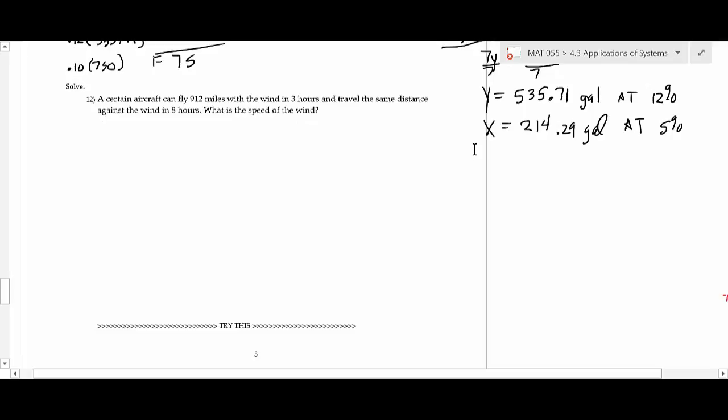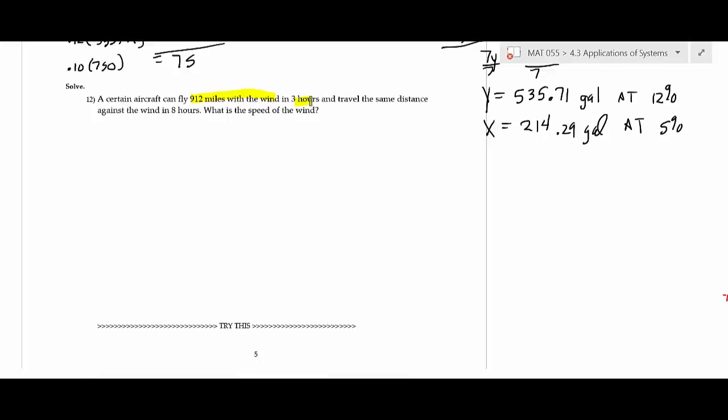First of all, when I read this problem, it says you have an aircraft that can fly 912 miles with the wind in 3 hours. With the wind, what does that mean is happening? The wind is helping the plane along. It's sort of pushing it. So pilots, I guess, do that some.